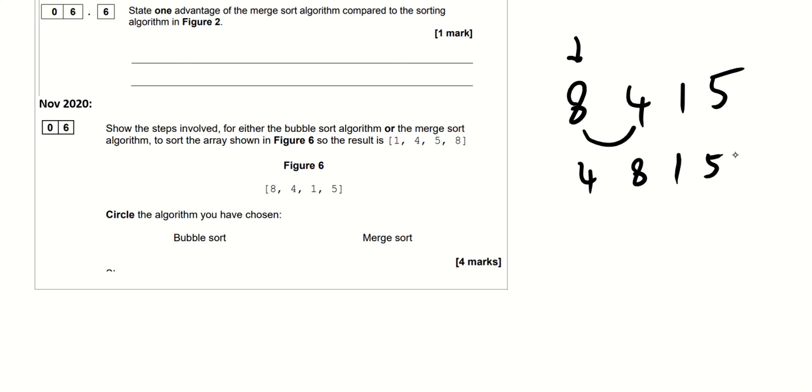Then this pointer here moves up. So now we've got 4, 8, 1, 5. And we compare the next two numbers, 8 and 1. Is 8 bigger than 1? Yes, it is. So we switch those two around. So we get 4, 8, sorry, I lie, 4, 1, 8 and 5. There we go. Now our pointer is here, and we compare these two numbers. Is 8 bigger than 5? Yes, it is. So we switch them around. So we've got 4, 1, 5, and 8.